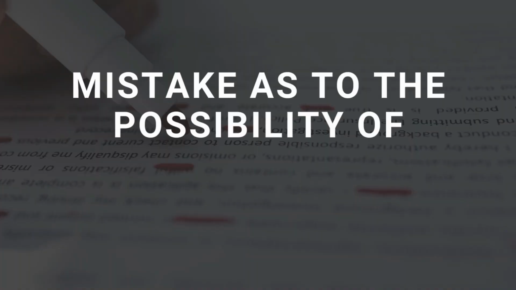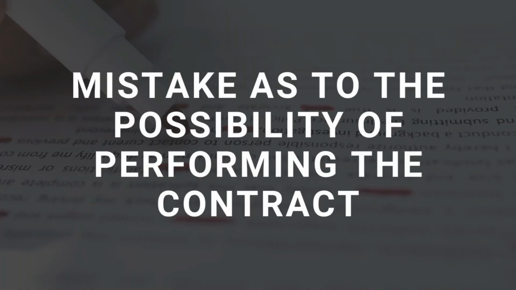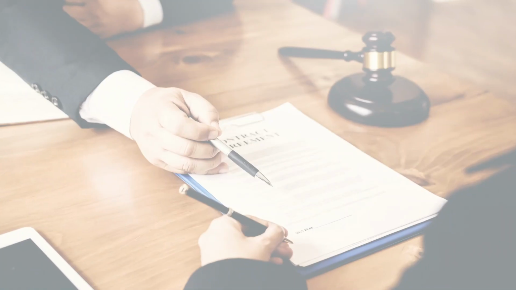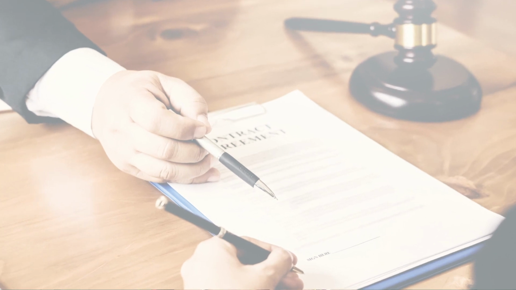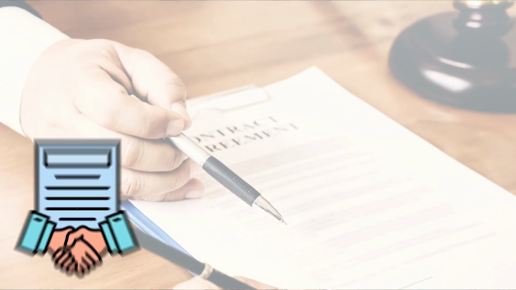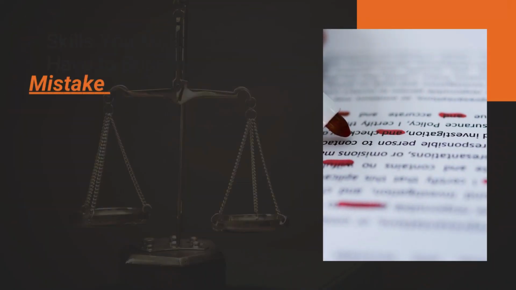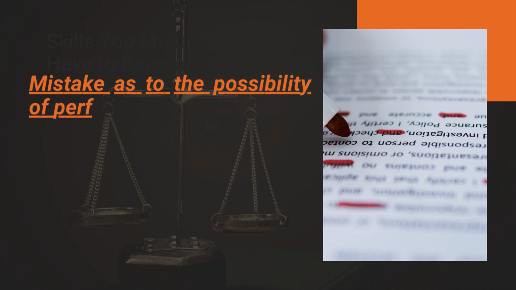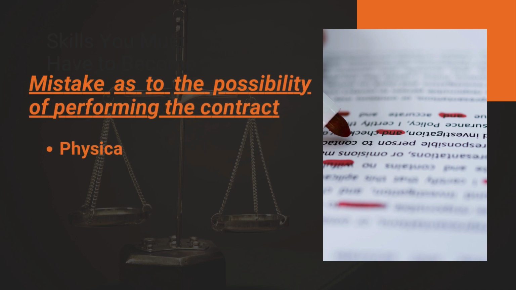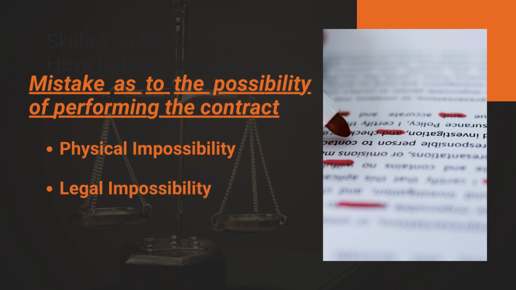We have to see mistake as to possibility of performing the contract. So when we talk of how to go with the contract in terms of performance when there is a mistake done, when we have to talk about the possibility, it is divided into two parts. First possibility comes under physical impossibility. Second possibility comes under legal impossibility.